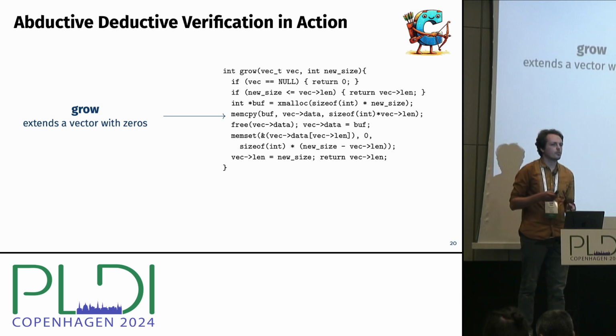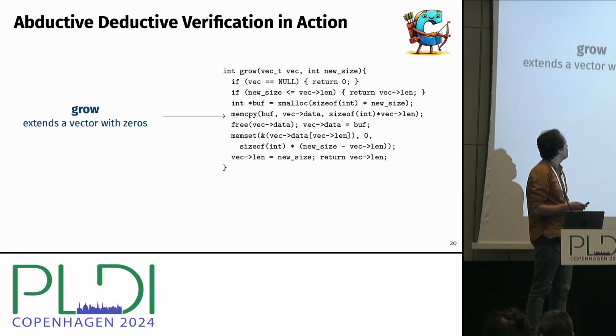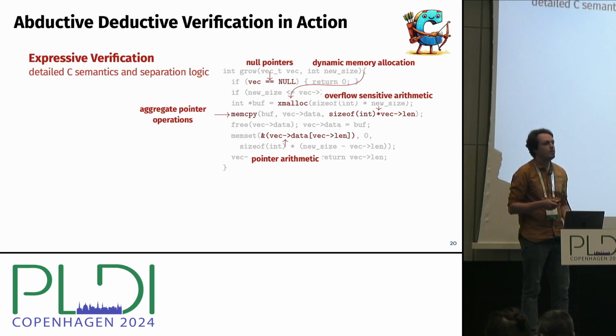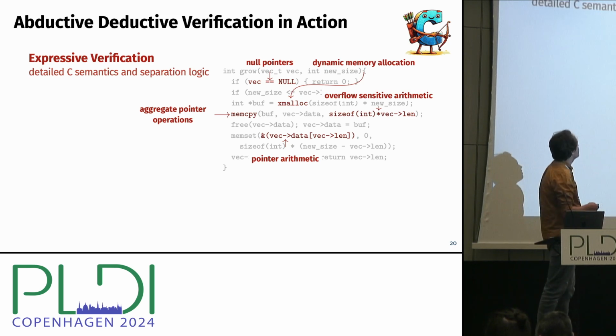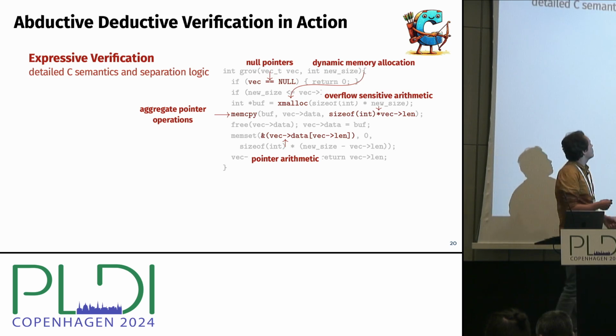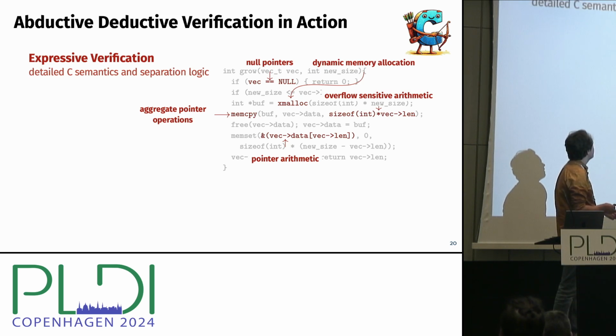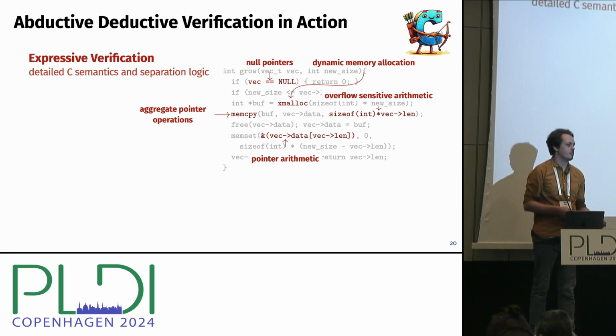And I'm not going to go through this proof step by step, and instead only going to focus on a few key points. The first one is that in this example, we really do expressive verification. We verify this code against the detailed C semantics, and that is then also reflected into the underlying separation logic. So for example, this function does null pointer comparisons. It dynamically allocates memory with xmalloc, the function that I showed you earlier. It does overflow-sensitive arithmetic, aggregate pointer operations like memcopy and memset, and it also does pointer arithmetic.